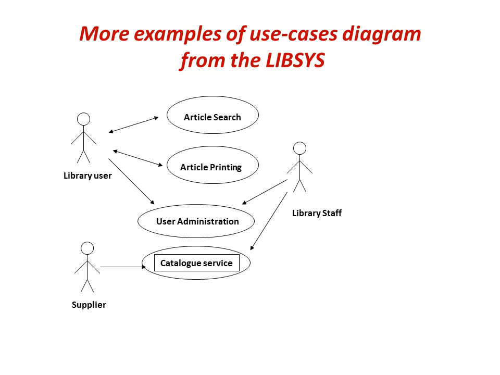As you can see, the library user can perform three functions, or let's say there are three use cases assigned or associated with the library user actor, which are article search, article printing, and user administration. The supplier actor is associated with one use case called catalog service, and the library staff actor is associated with two use cases: user administration and catalog service.